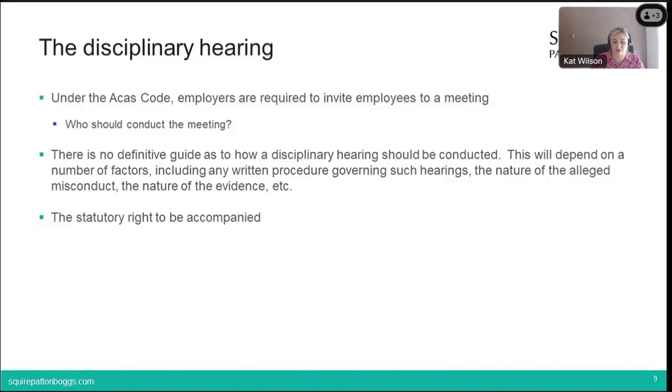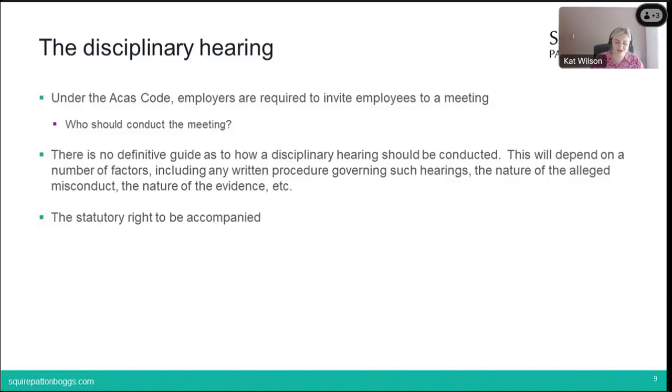And if the employee or the rep even raises any issues that require further investigation, then you should be adjourning the hearing to go and look into those and to investigate them further. But as I said earlier, this isn't a Crown Court. You're not a judge. You're not expected to know everything there and then. So if you need to go away and look into something more, then feel free to adjourn and do that.